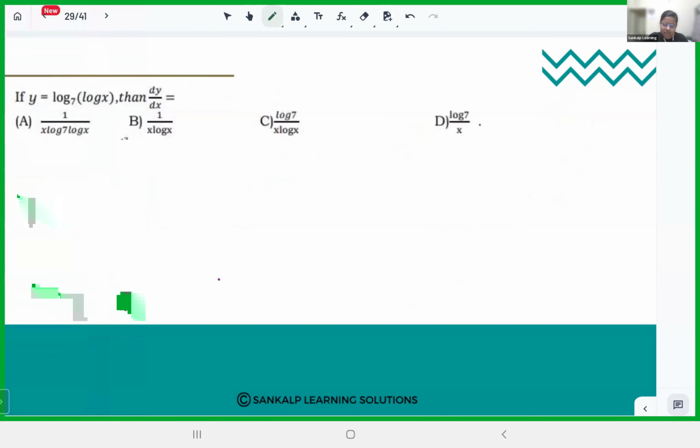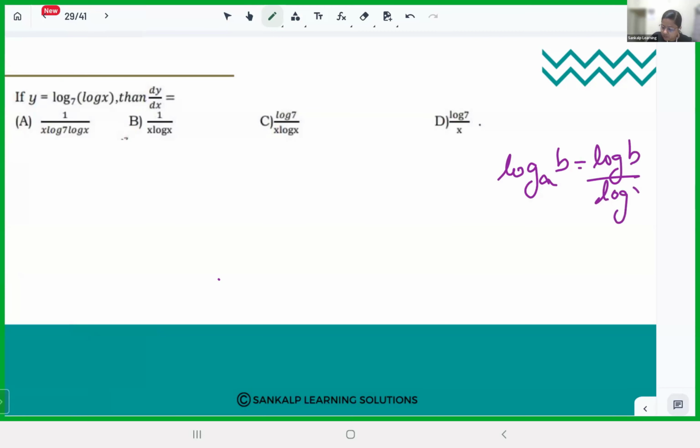Okay. Now, the next function is y equal to log 7 of log x. Then you have to find out dy by dx. Here you have to apply the property: log b to the base a is equal to, we can write this one as log b by log a. Okay, log b by log a.